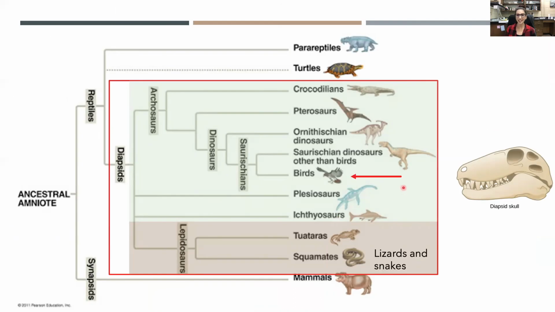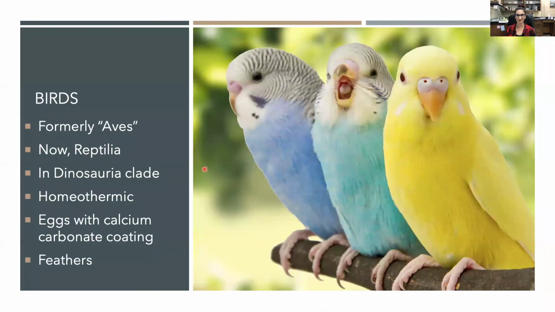We're going to leap into the birds. Notice that their closest relatives are dinosaurs, and if you follow this dendrogram, they are dinosaurs. So birds used to be of this class called Aves, but they're actually now within the class Reptilia. They're in the Dinosauria clade, and obviously clearly very ferocious and fierce like dinosaurs.